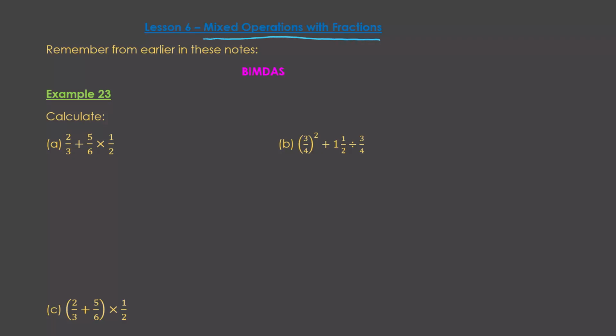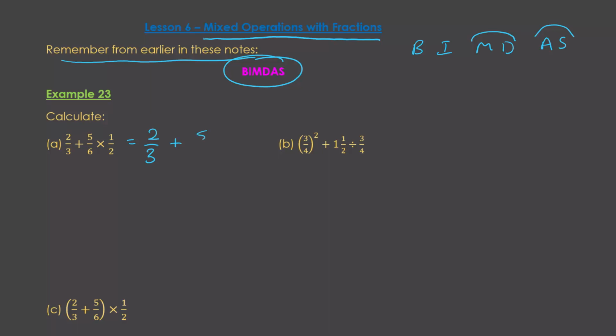Mixed operations with fractions. So we need to remember BIMDAS. Remember brackets, indices, multiplication and division, which have equal precedence, addition and subtraction, which have equal precedence. So we look at this first example, and the multiplication needs to be done first. So we have 2/3 add, and then doing the multiplication, 5 times 1 is 5, 6 times 2 is 12.